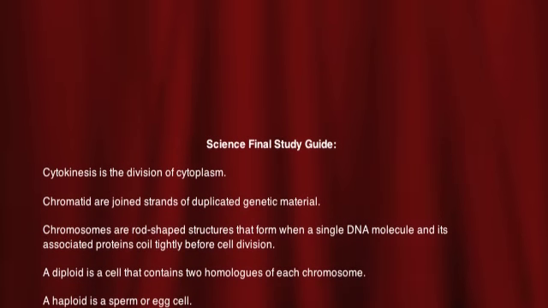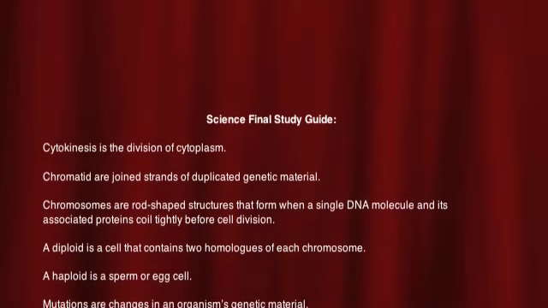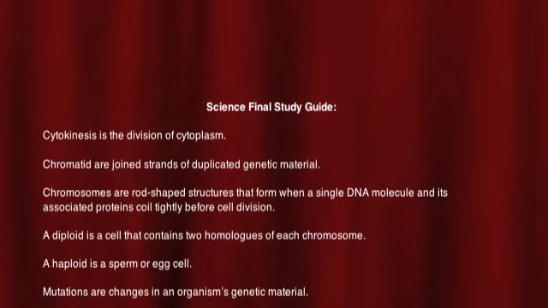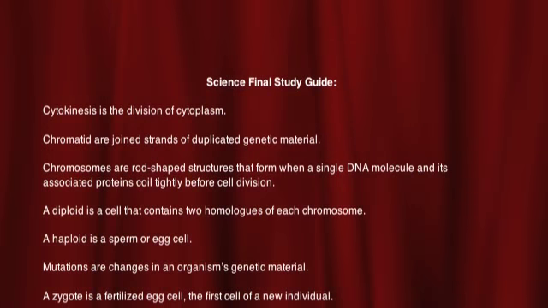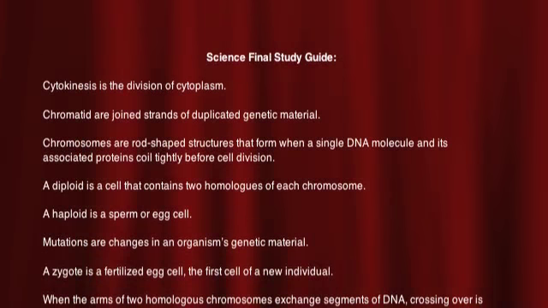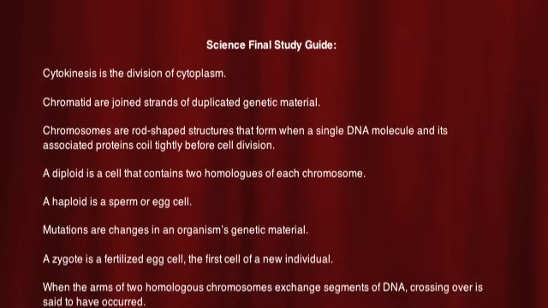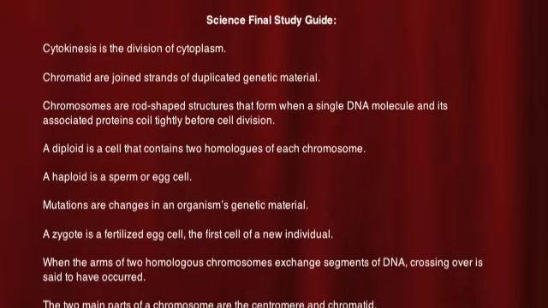Mutations are changes in an organism's genetic material. A zygote is a fertilized egg cell, the first cell of a new individual. When the arms of two homologous chromosomes exchange segments of DNA, crossing over is said to have occurred. The two main parts of a chromosome are the centromere and chromatid.